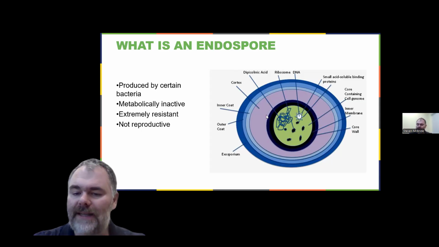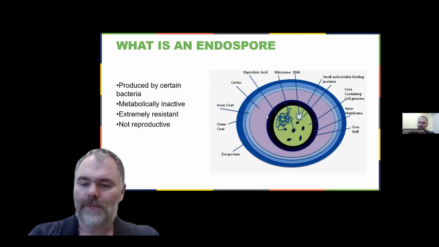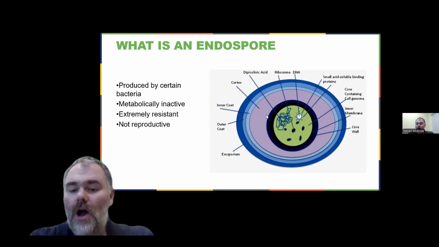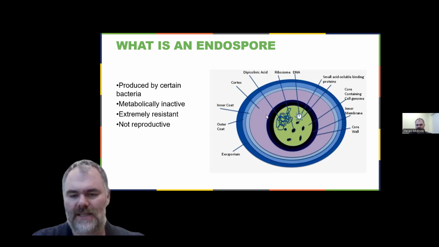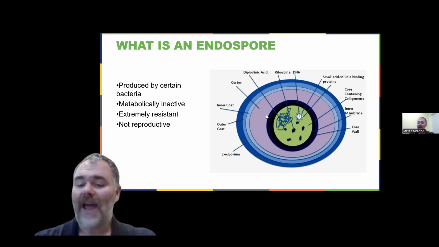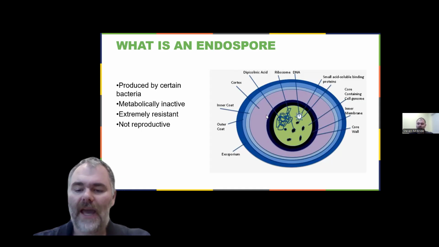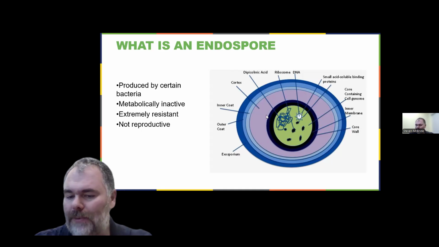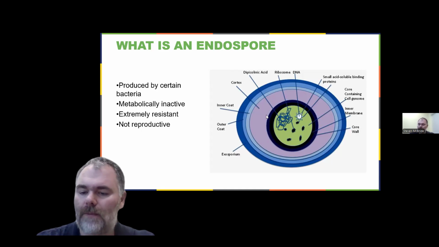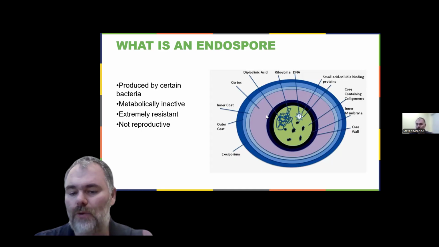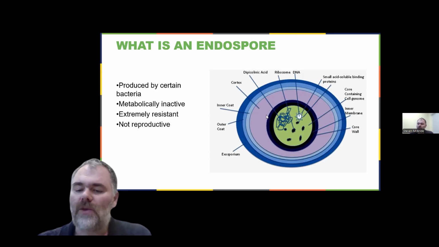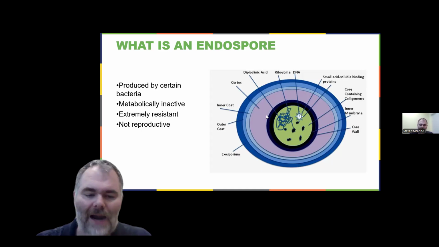The endospore core contains the bacterial genome, along with ribosomes and specialized protective molecules. Around that core are thick protective coatings, including the cortex, spore coats, and outer layers that provide remarkable resistance. Endospores are extremely resistant to heat, drying, radiation, chemicals, and other harsh environmental conditions. It is also important to understand that endospores are not reproductive structures. One bacterial cell forms one endospore, and when conditions improve, that endospore can germinate back into one single active bacterial cell. So the purpose of the endospore is survival, not reproduction.